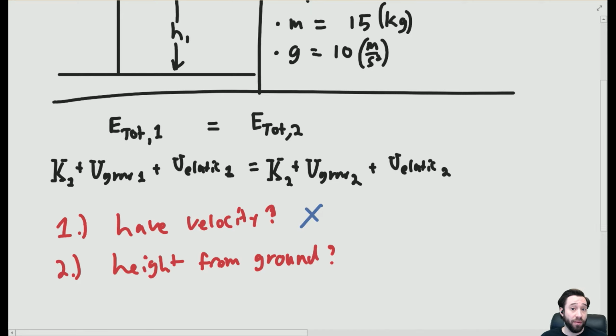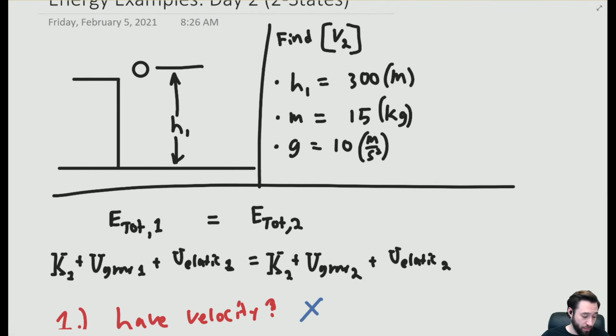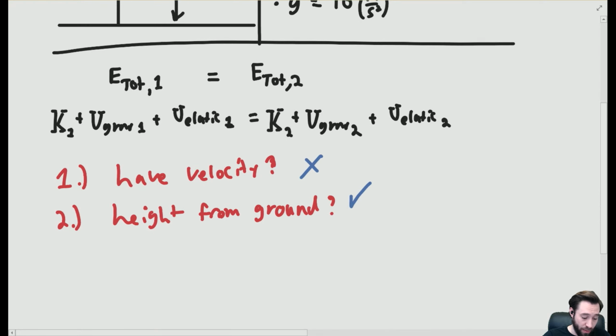does the object have a height from the ground? So at state 1, the ball is up in the air. And is there a height from the ground? The ball is here. Of course, there is a height, h1. So yes, we do have gravitational potential energy. Let me do this real quick. So this is referring to kinetic. This is U grav.